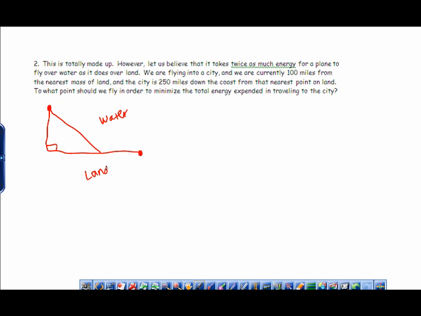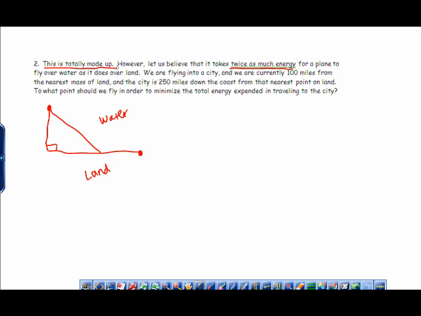Now, if it flies the whole way over water, it's a shorter distance overall. However, it's all over water, which they said is twice as much energy. Now, this is the part that's made up. It's probably not twice as much energy. It's probably really close to being the same, maybe just a little bit more. But for a bird, I think that it would be more, something that's actually flying. We're not taking into account wind or anything like that.